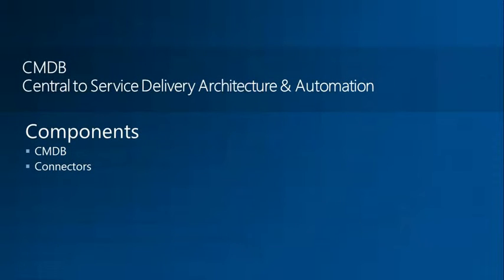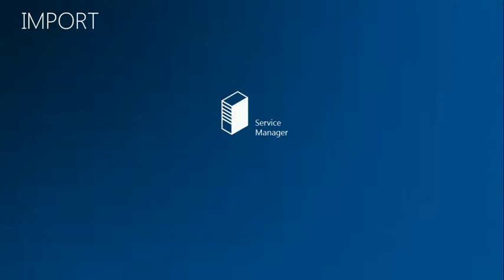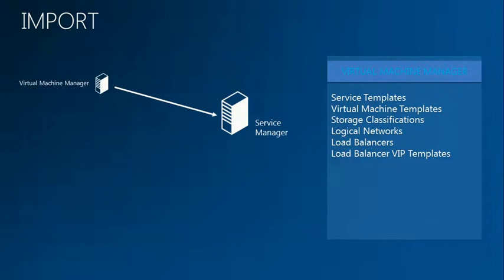So to do that, I'm going to first start out and talk about the CMDB. The CMDB in Service Manager is populated by connectors that we provide out of the box. First, we have a connector to Virtual Machine Manager. This is new now in Service Manager 2012. The Virtual Machine Manager connector brings over library content. So this is things like virtual machine templates, service templates, storage classifications, load balancers, and things like that that you would typically find in the library section of the Virtual Machine Manager console.